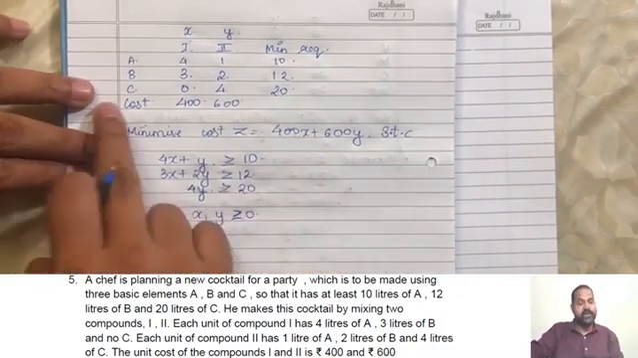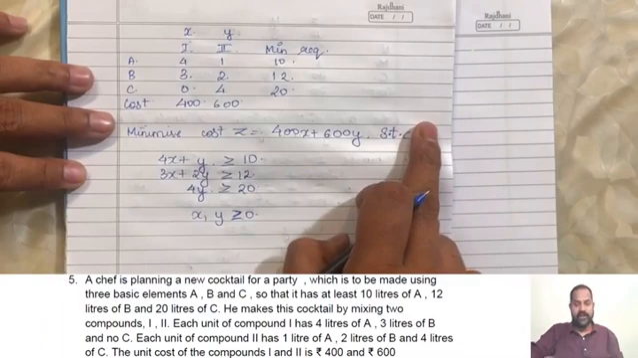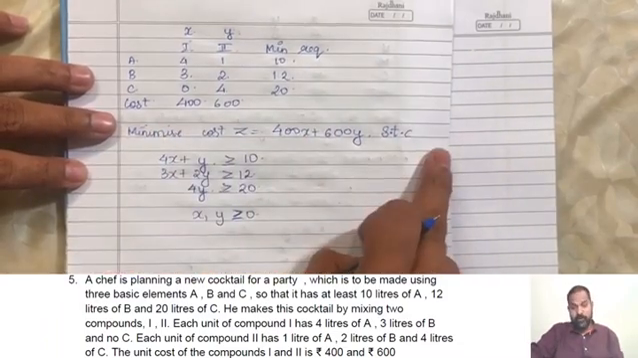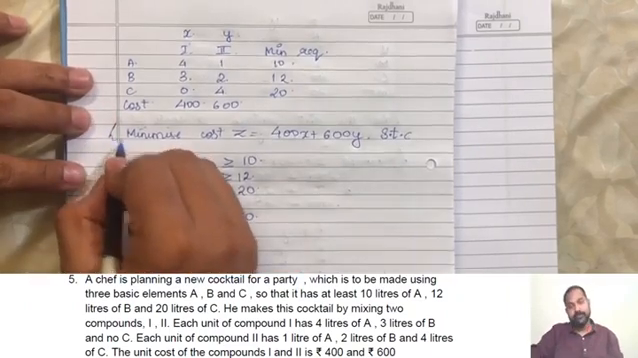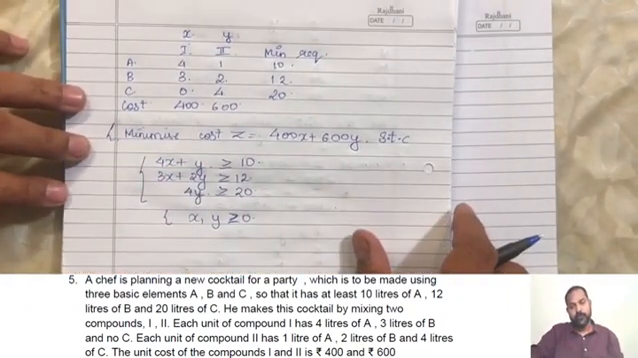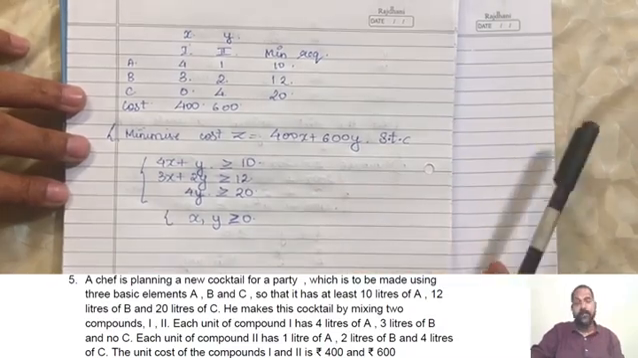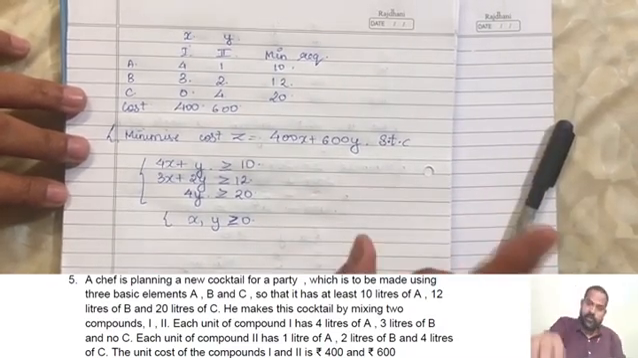So the first line is where I will tell them what X and Y are. Second is your objective. Third is your constraints. And fourth is your non-negativity. That is question number 5. Let's move on to the next question.